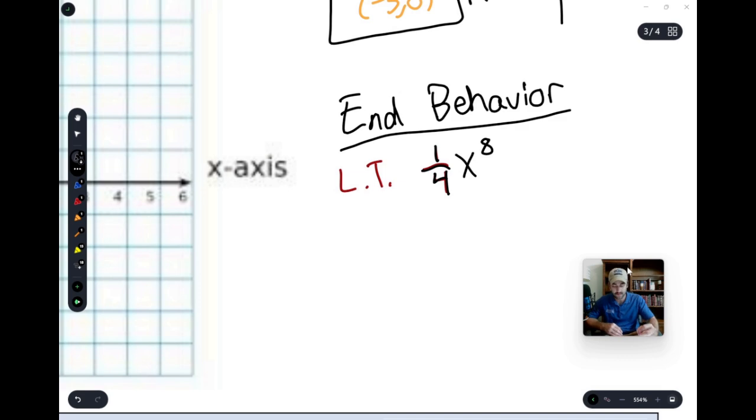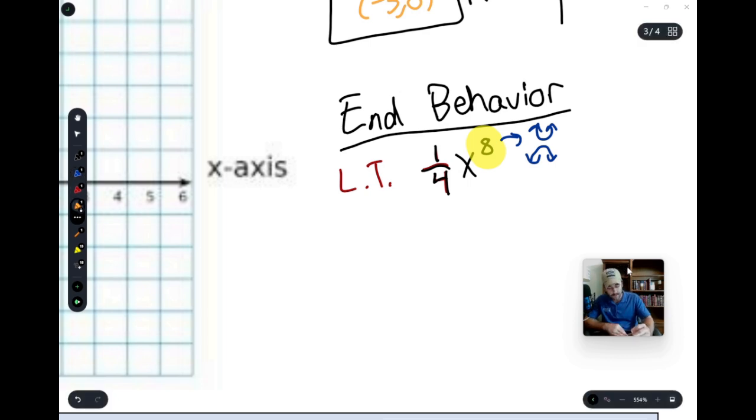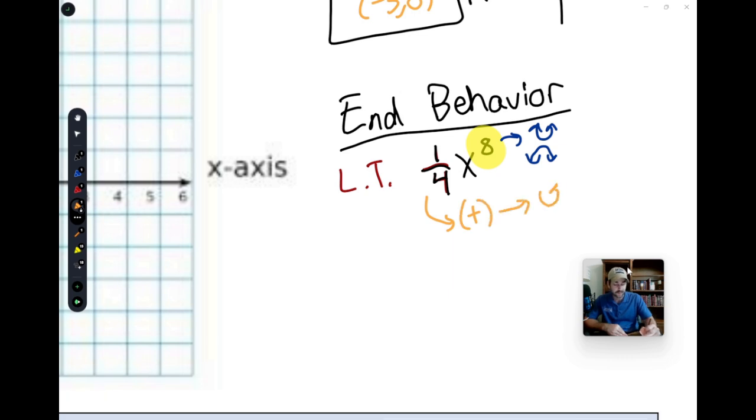We know it's even. What do I mean by even? I mean that 8 is even, right? This is not the multiplicity, this is end behavior, a different topic. Because that 8 is even, we know it's either happy or sad, but it's parabolic at the ends, so it's going in the same direction at the ends. And because this 1/4 is a positive number, that means it's happy, like a bank account or a smile. So we can get rid of the sad one and say, because it's positive and even, we've got a happy parabola at the ends.